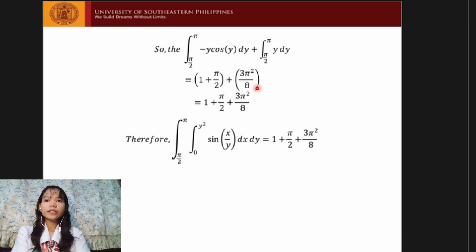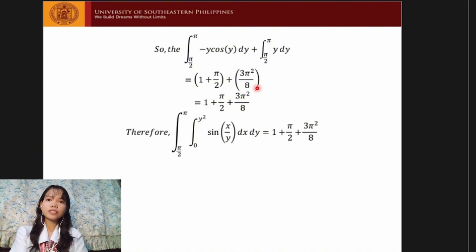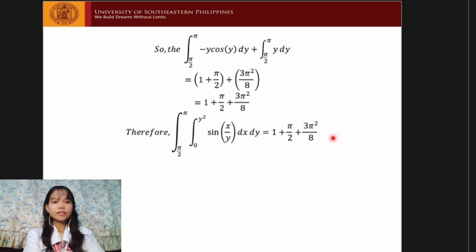So therefore, the double integral of the function sine of x over y with respect to x ranging from 0 to y squared and with respect to y ranging from pi over 2 until pi equals 1 plus pi over 2 plus 3 pi squared over 8. So that would be all.